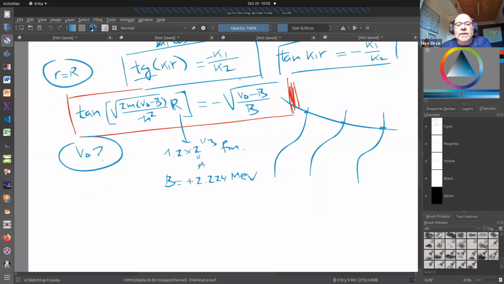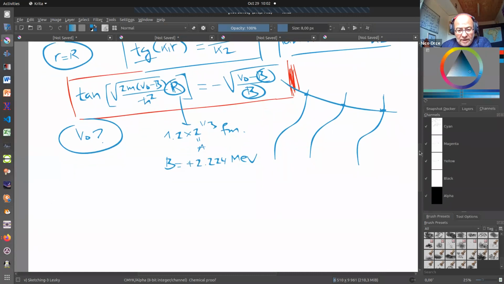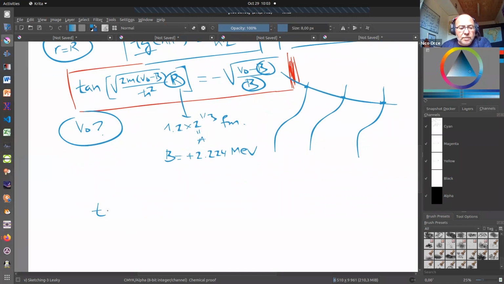We have this, we have this, we have this. And the only thing that we don't know is the V naught. But the V naught is in both terms, right? And this is what makes things a little bit more complicated.